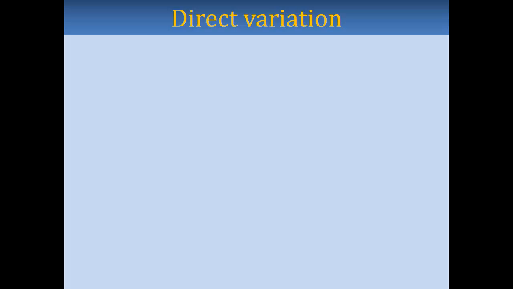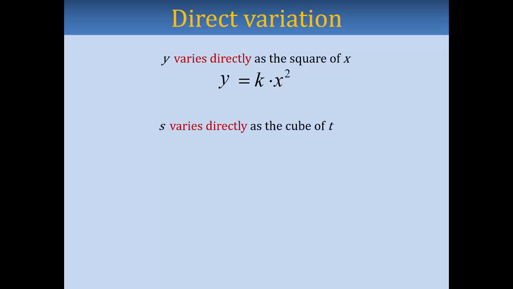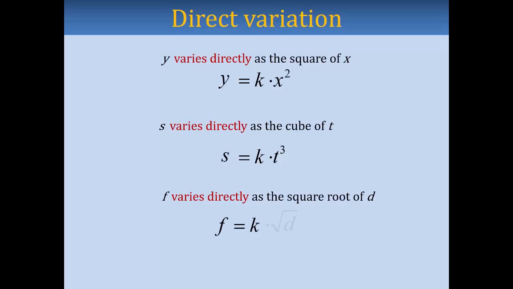Now here are some to just experiment with and show you some variations that you might see. For example, this would translate into y equals k x squared. This one would say s equals k t cubed. This one would say f equals k square root of D. See how easy it is to write the equations from the statements of variation.